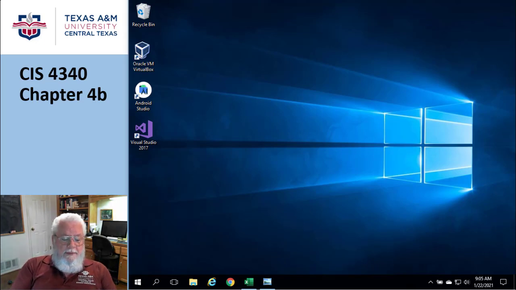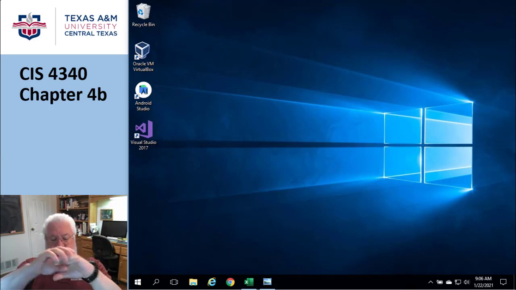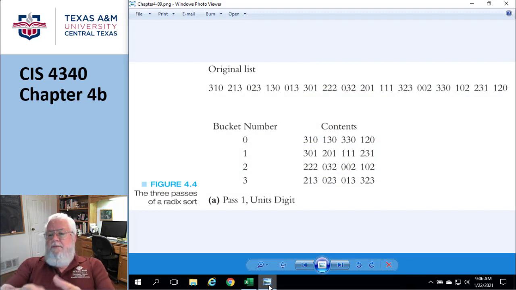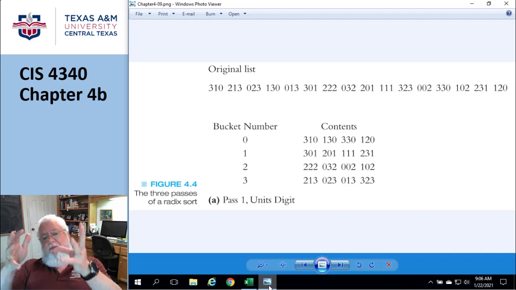Okay, so we left off on page 94, getting ready to introduce the radix sort. Now the radix sort is really strange. It doesn't actually compare the values in the array. You think, well, how the heck does it sort then? What it uses is it takes the data and puts it into buckets, so to speak. Here's your original list of numbers. It creates a series of buckets.